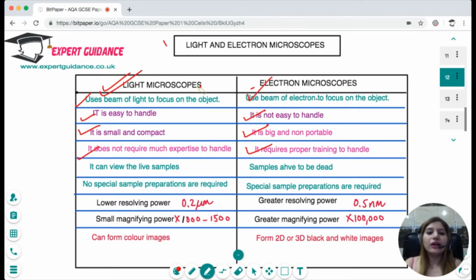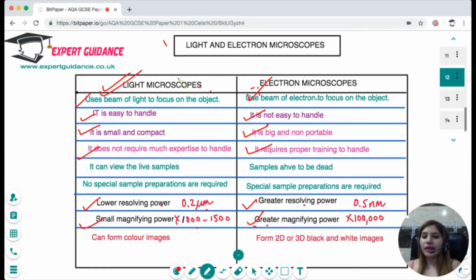Now, when we use a light microscope, we cannot see the greater subcellular details because the light microscope has a very low resolving and magnifying power. The resolving power is 0.2 micrometer and the magnifying power is just between 1000 and 1500. Whereas the electron microscope has a greater resolving power of around 0.5 nanometer and a magnifying power of around 100,000 times. So it is the electron microscope that has enabled us to see proper subcellular structures like mitochondria, ribosomes, and chloroplasts.